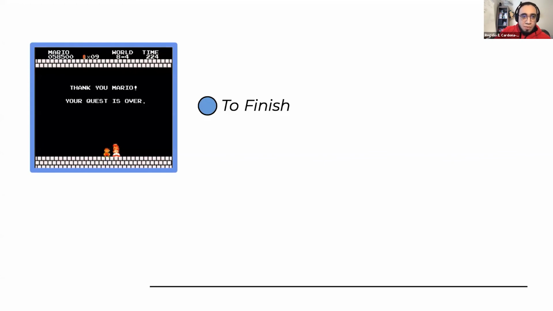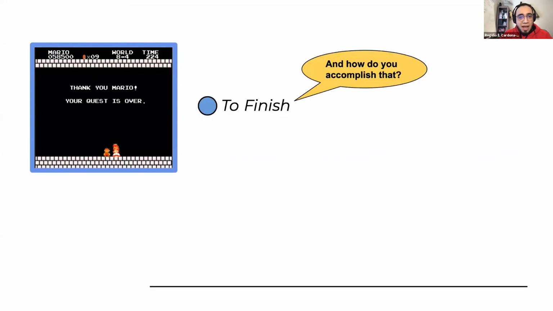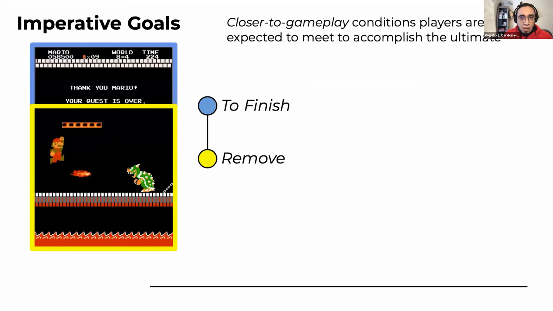Now, one might wonder, well, how do you accomplish that? And if you ask that question to this goal, you get a proximate, what we call imperative goal, which is a closer-to-gameplay condition that players are expected to meet to ultimately accomplish that top level ultimate goal. Now, what is being depicted here is the removal of Bowser. It's kind of clunky to talk about it in those terms. You might think of it as defeating Bowser. Ultimately, what this is saying is that to finish Super Mario Brothers, you must remove the Bowser token from gameplay.